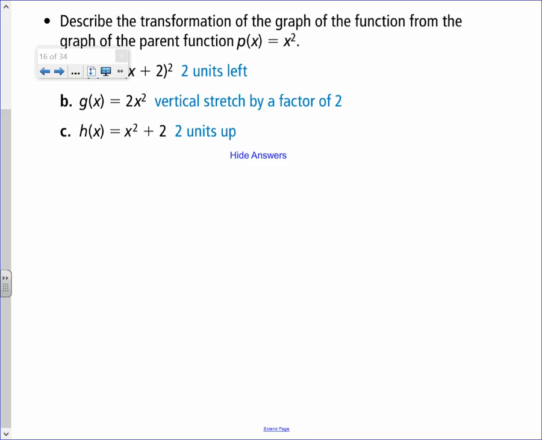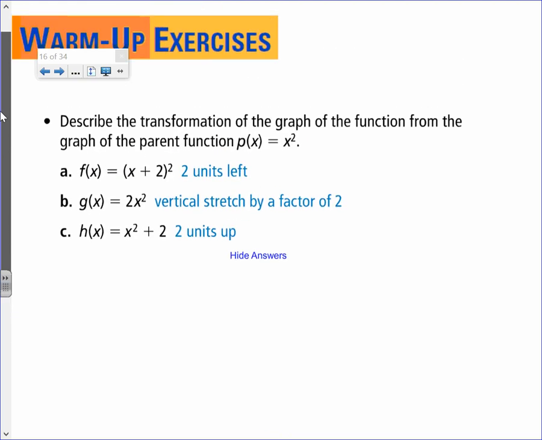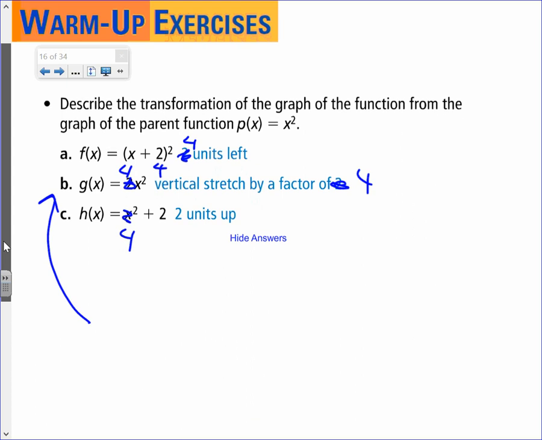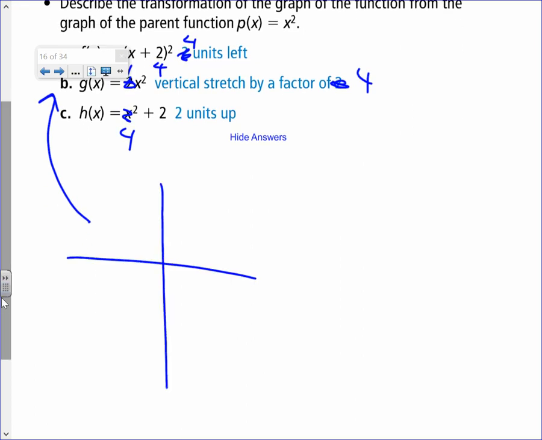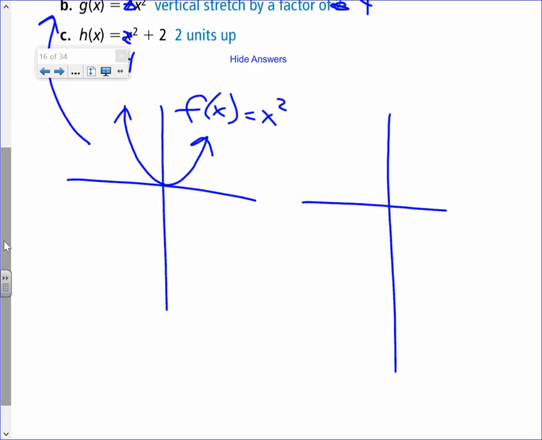So Barry's question, really quick. Barry's question is, what if this was a 4 here? Instead of 2, you had 4 here. Well, it would be the same answers, but wherever you see a 2, it'd just be 4. So it'd be 4 units to the left. Vertical stretch by a factor of 4. This one in particular, let me talk about. So we know that the parent function of f of x equals x squared looks like this. It goes through 0, 0 like that. That's the parent function. A vertical stretch of 4 would look like this. It would be skinnier.